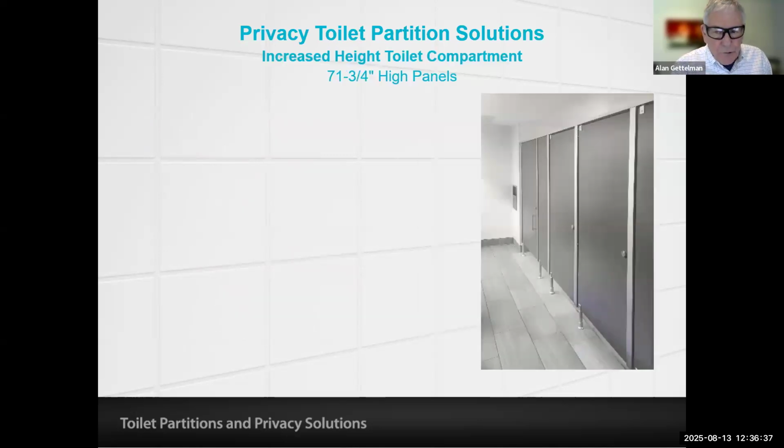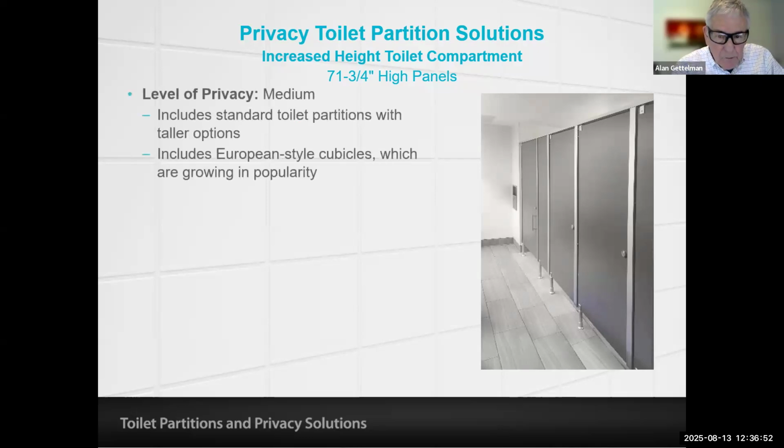Then we move on to the increased height toilet partitions. These are nominally 72 inches tall panels. This classification includes the standard toilet compartments with taller options, as well as some of the European cubicle systems. The increased height compartment provides medium privacy. With the European style pedestal supported cubicles, the systems are not only taller to start with, but they also provide no sightline in, due to the integration of a door and a framing system as seen in the photograph. Standard partitions utilizing increased height options or privacy strips added to the doors may also fall in this category.